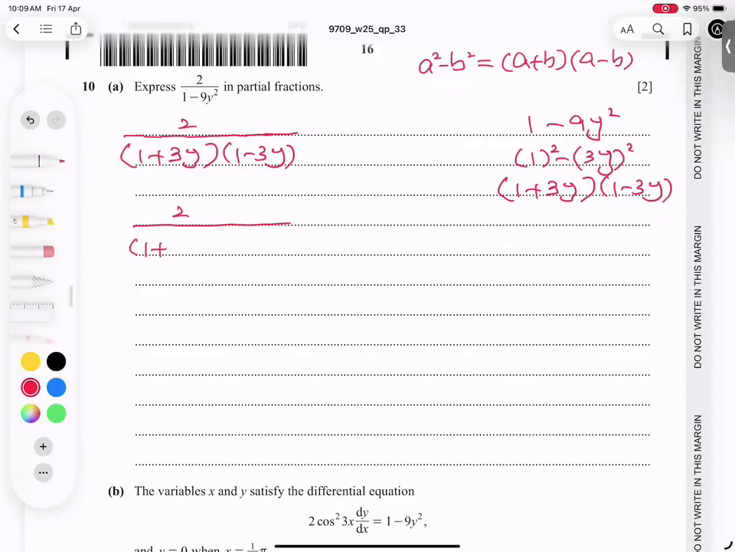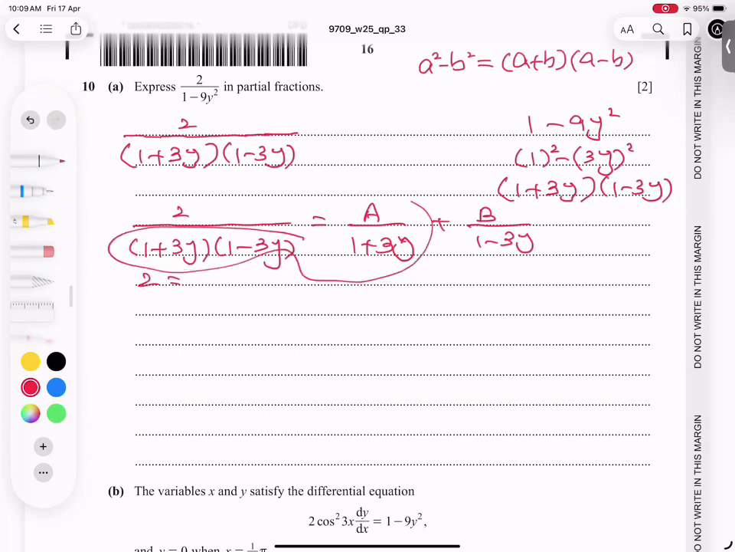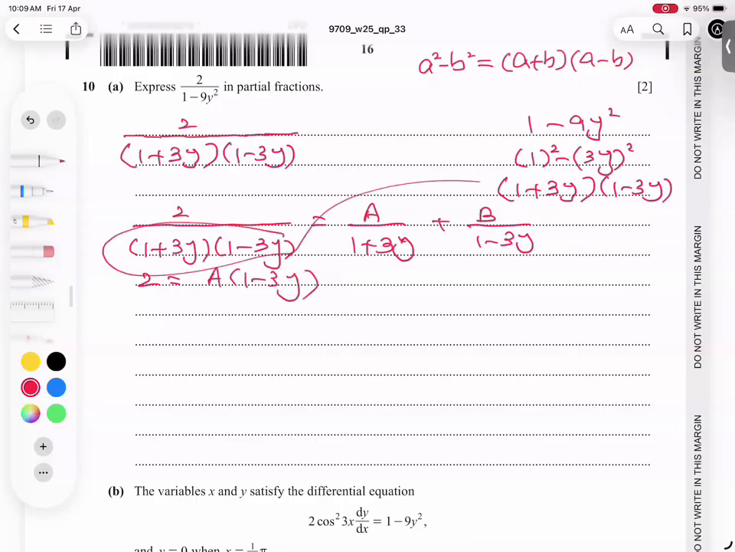So 1 plus 3y into 1 minus 3y equals a over 1 plus 3y plus b over 1 minus 3y. Multiply the whole equation by this. When this is multiplied by this factor, this will cancel out, and we get a times 1 minus 3y. And when I multiply with this factor, this will cancel out this negative part, so the positive part will stay behind.